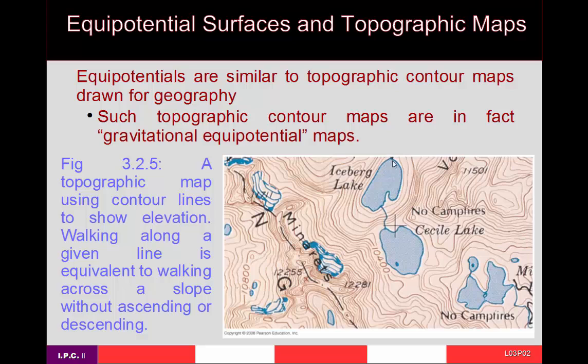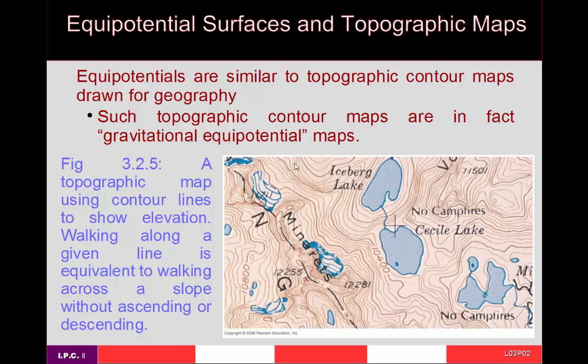These curves that are on this topographical map actually represent what might be called gravitational equipotential lines or surfaces. In this case, really lines. Because everywhere upon the line you're the same height above sea level, which also means you're the same distance roughly from the center of the earth, and hence you're at the same potential energy, gravitationally speaking.